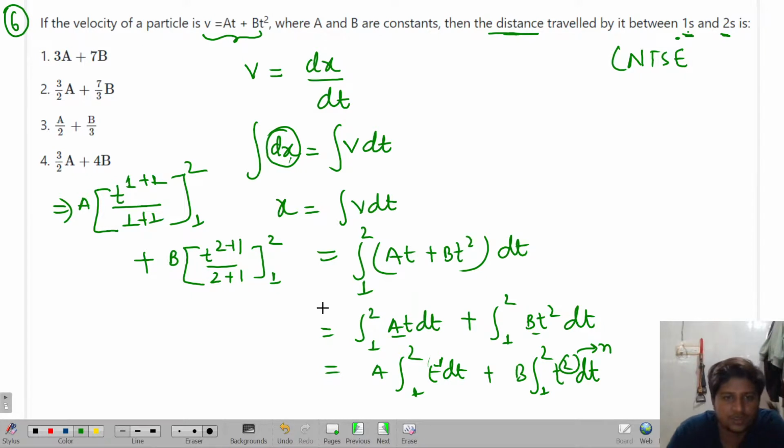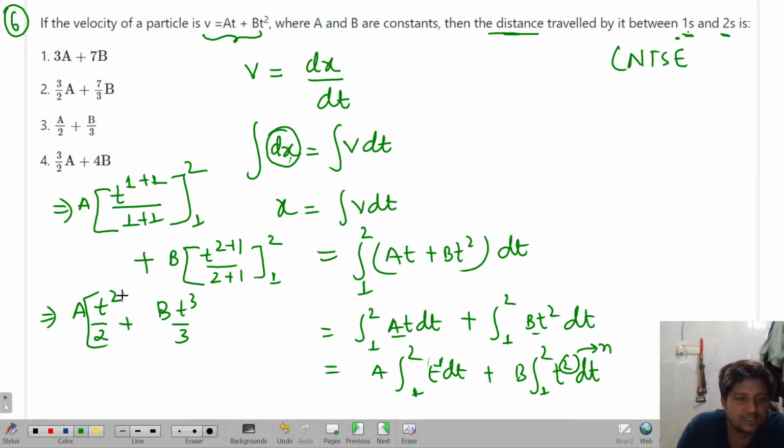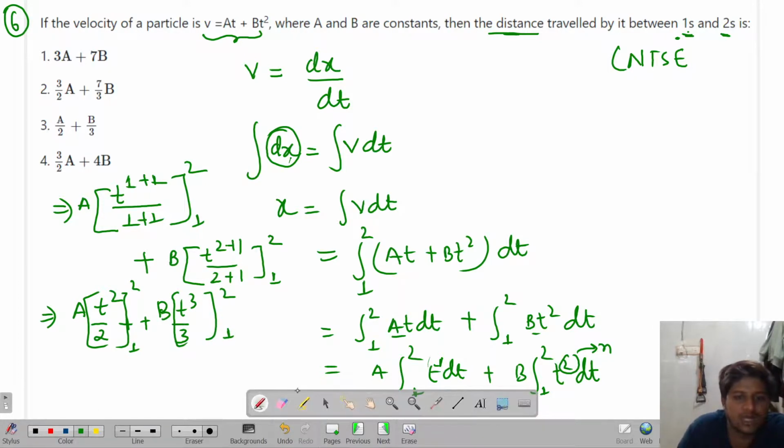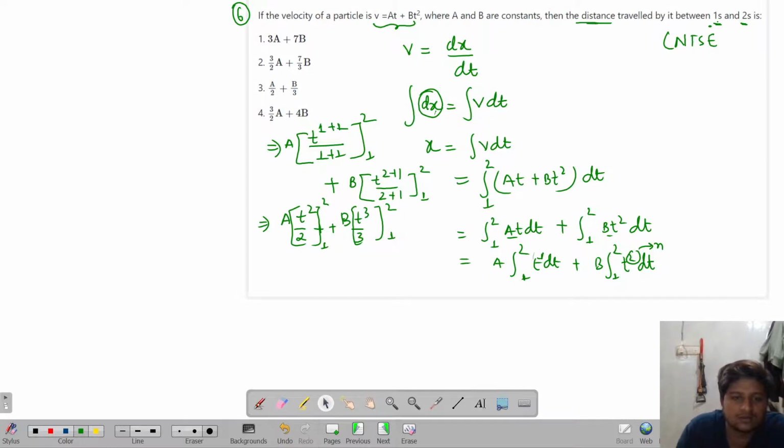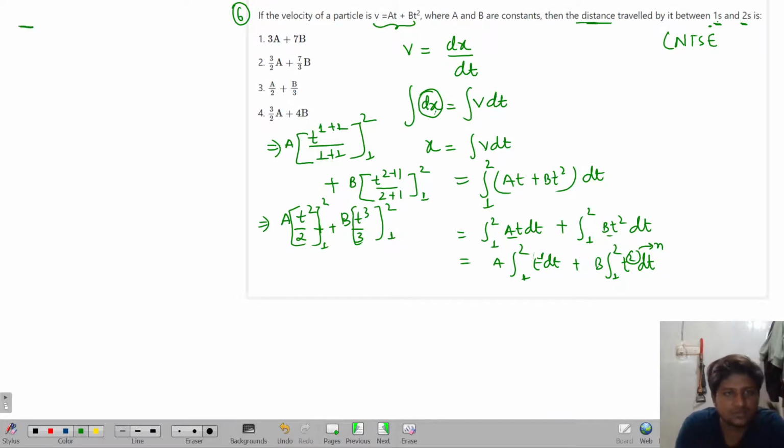Okay. Now look over here. What will this become? Again, this will become a t square divided by 2 plus b t cube divided by 3. But the limits are still there. So this is varying from 1 to 2 plus this is varying from 1 to 2. Again, we will have to solve this. Easy peasy. Simple. We have to solve this whole part.